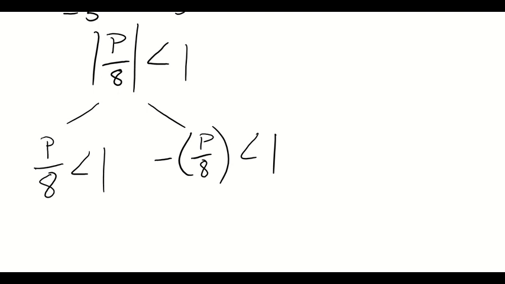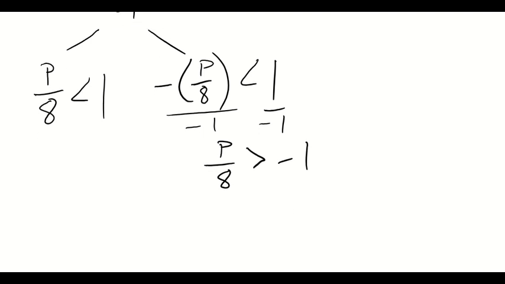The reason that's important is because when we divide or multiply both sides by -1, it will cause this inequality sign to switch from a less than to a greater than. So we end up with p divided by 8 is less than 1, p divided by 8 is greater than -1. We'll multiply both sides by 8, so p is less than 8. We'll multiply both sides by 8 here. P is greater than -8.